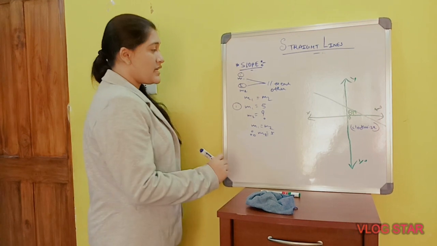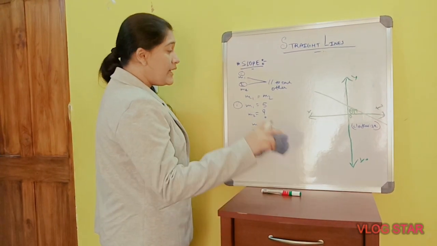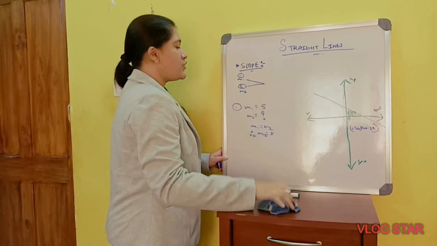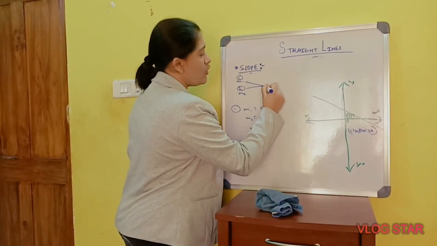But if the lines are perpendicular to each other, what happens? If the lines are perpendicular to each other, they make 90 degrees with each other.